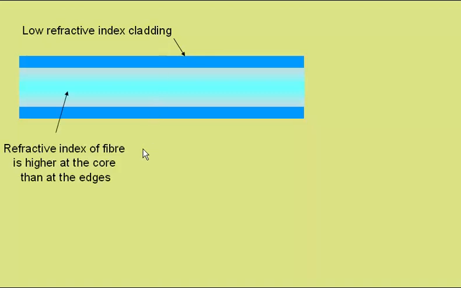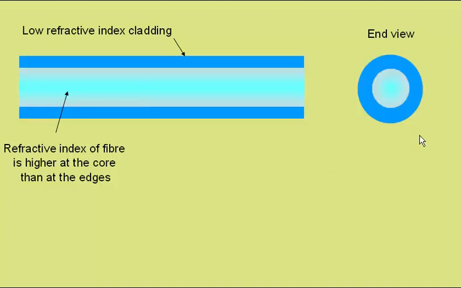Here is another way to reduce the effects of multi-path dispersion. We have the cladding of a lower refractive index, but now the fibre itself has a refractive index which is higher at the core than at the edges. The light will travel faster at the edges of the fibre than in the centre.